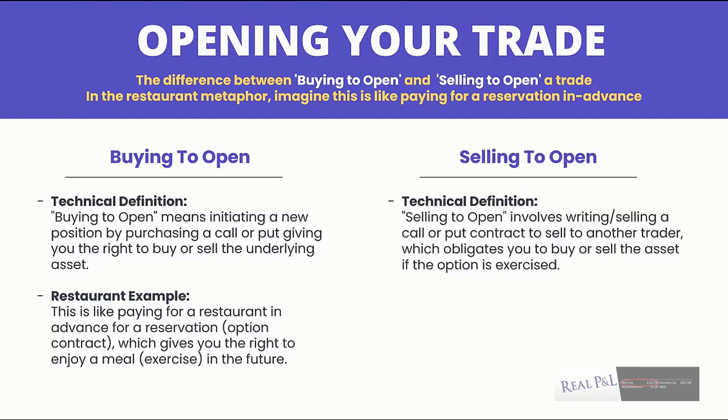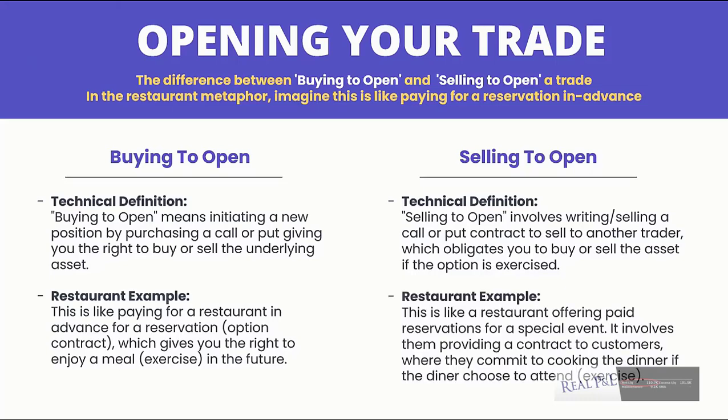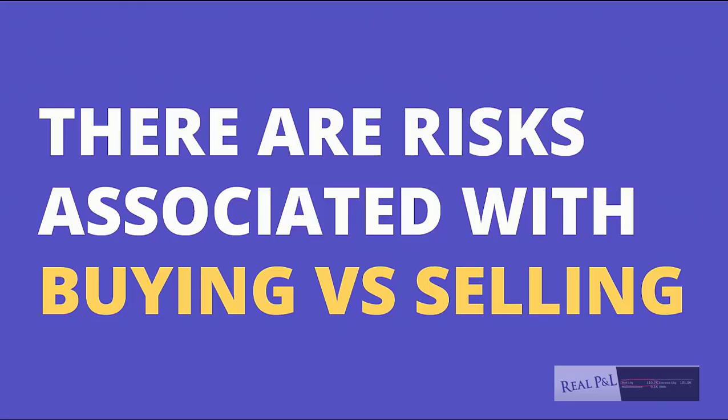Selling to open involves writing or selling a call or put contract to sell to another trader, which obligates you to buy or sell the asset if the option is exercised. A restaurant example, this is like offering paid reservations for a special event. It involves them providing a contract to customers where they commit to cooking the dinner if the diner chooses to attend or exercise. There are risks associated with buying versus selling.